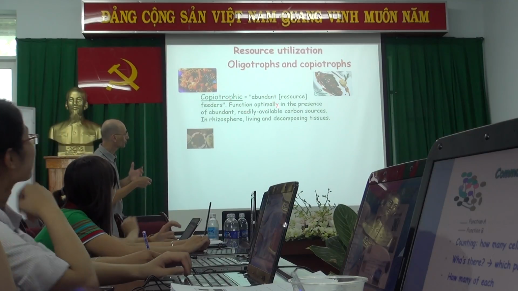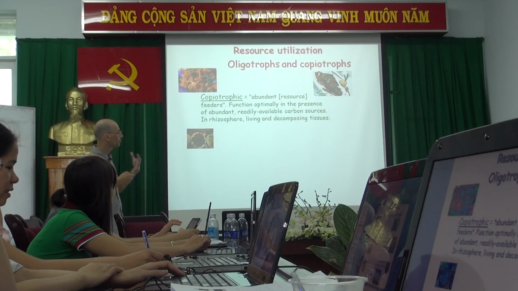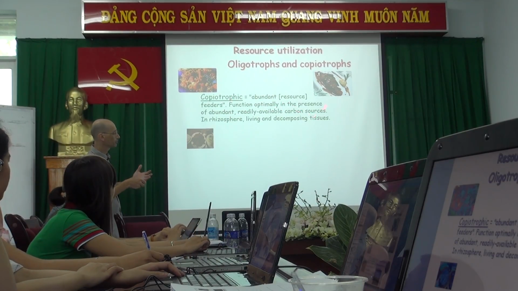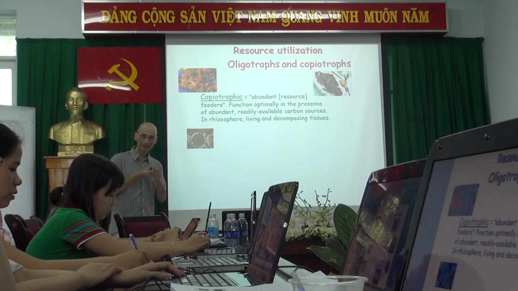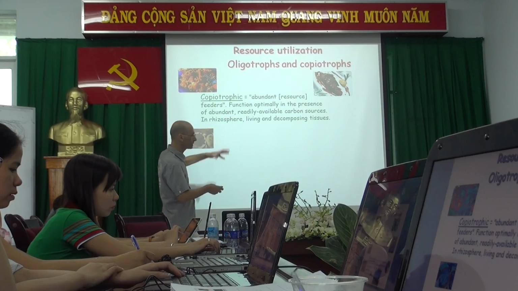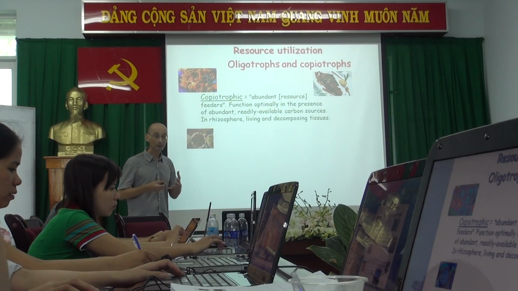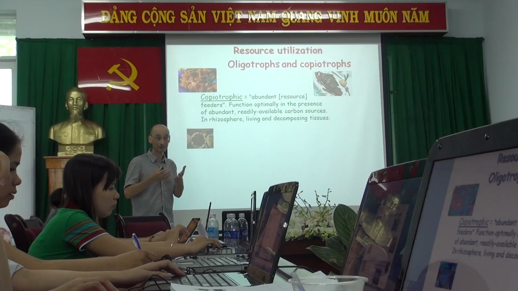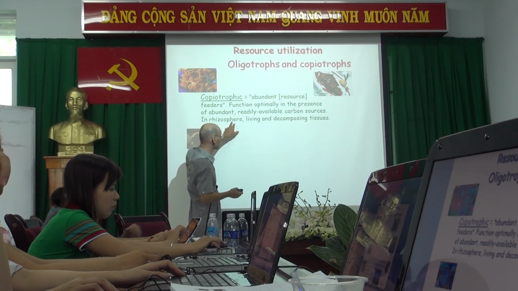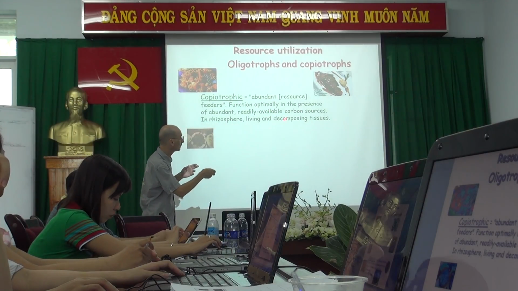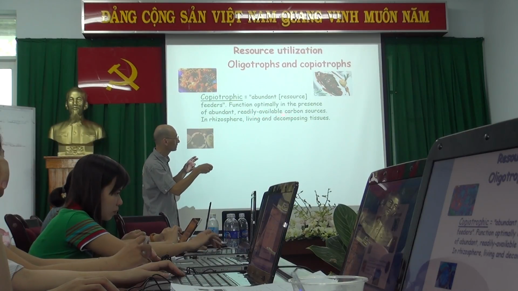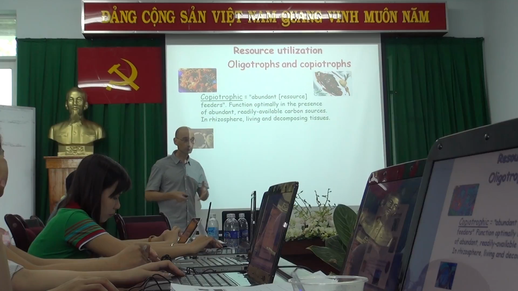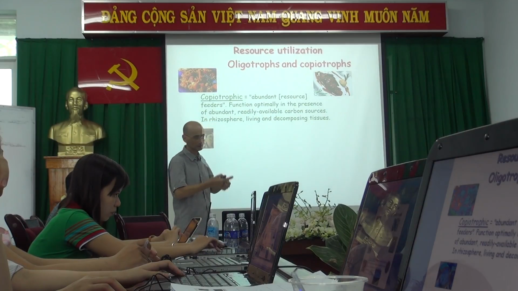Okay, so they function optimally in the presence of abundant, readily available carbon sources. So food, carbon, which they can break down easily, and that comes in abundance. Where do you find them when we speak about bacteria and soils? You find them in the rhizosphere and in living and decomposing tissues. So in living tissues, including pathogens, in decomposing tissues, including necrotrophs, so organisms that live on dead tissues.